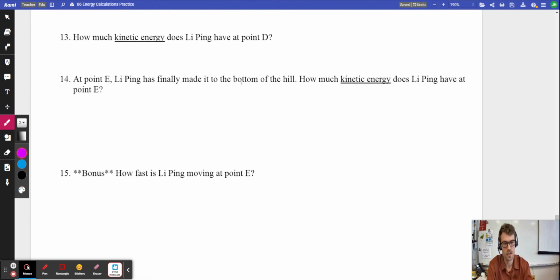It's going to ask you how much kinetic energy does Li Ping have at the end. Again, think about what the total amount of energy should be. And then finally, for your bonus, you figure out how fast Li Ping is going. Remember how fast, another way of saying that is velocity. So you're going to try to find the velocity there, all right?